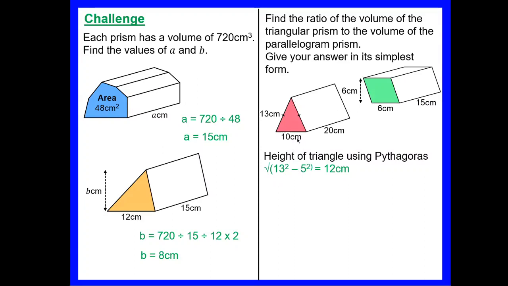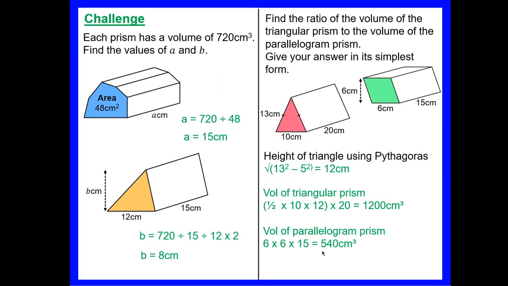Now I can find the volume. So a half times the base times the height gives me the area of the triangle, times 20 gives me the volume of my triangular prism, which is 1,200 centimetres cubed. I now need to find the volume of the parallelogram prism. So base times height for the parallelogram times the length to give it volume. So 6 times 6 times 15 is 540 centimetres cubed.